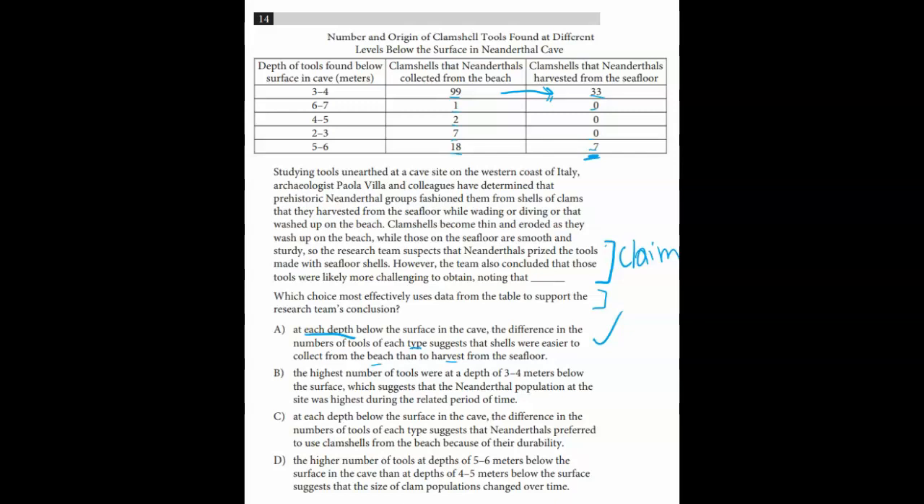So A is good. B: The highest number of tools were at a depth of 3 to 4 meters below the surface, which suggests that the Neanderthal population at the site was highest during the related period of time. This has nothing to do with which tool was harder or easier to obtain. C: At each depth below the surface in the cave, the difference in the number of tools of each type suggests that Neanderthals preferred to use clamshells from the beach because of their durability. No, because this isn't true because they mention how, let's see.